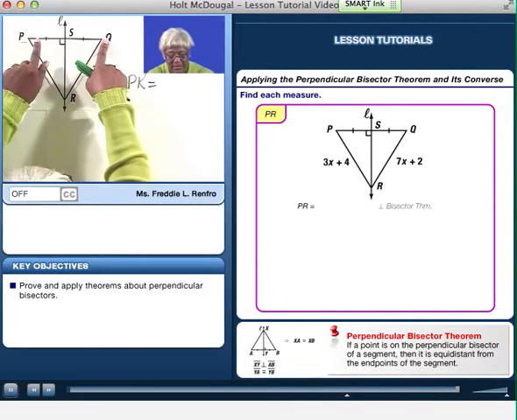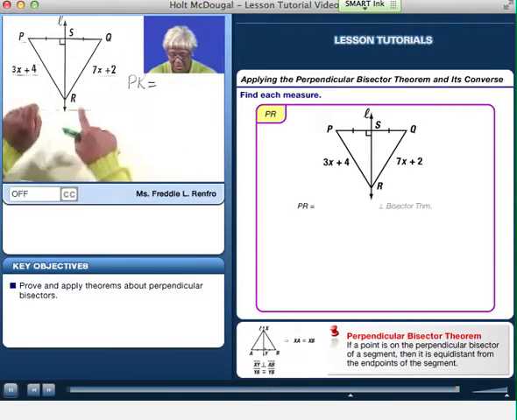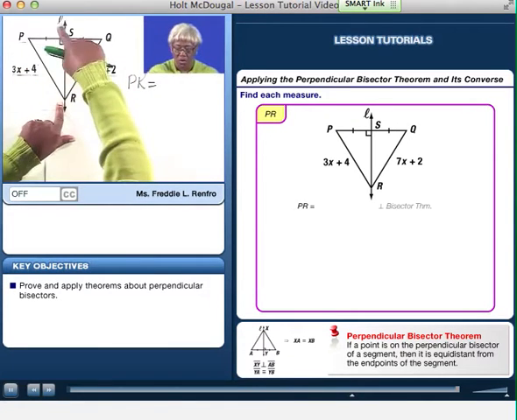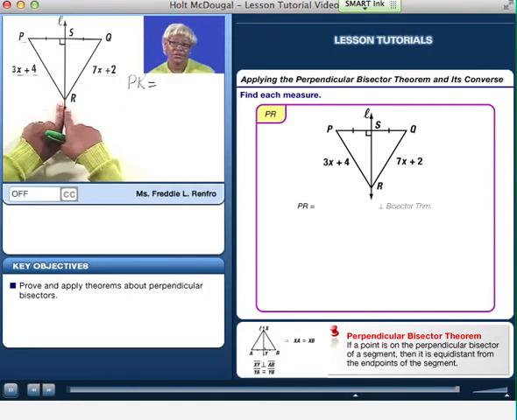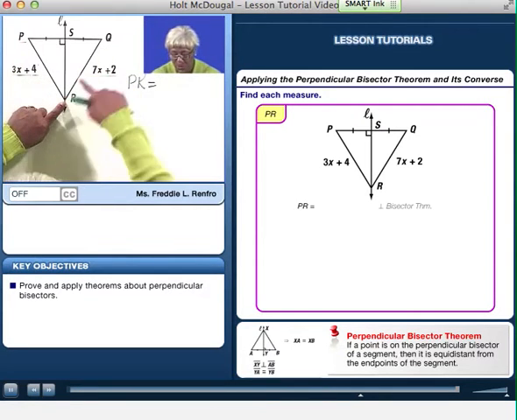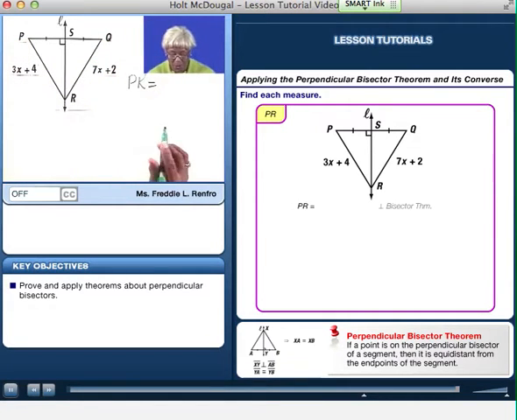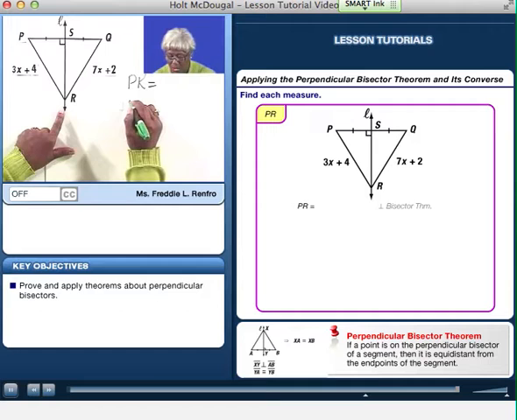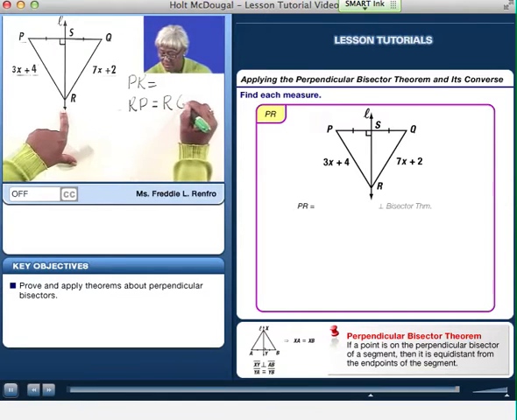And I also see that these two segments are equal. PS is equal to QS. Therefore, this point R lies on the perpendicular bisector. And if that's true, I know from the perpendicular bisector theorem that this point is equal distance from these two endpoints. So therefore, I can write down that RP is equal to RQ.